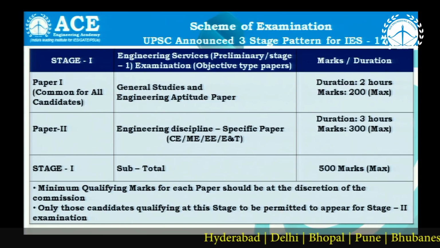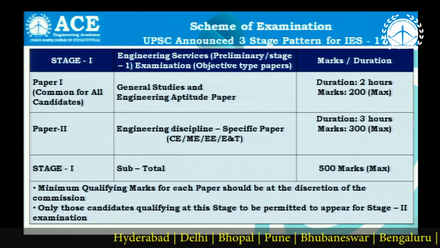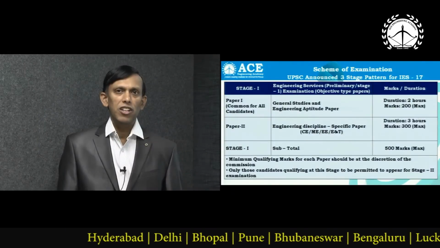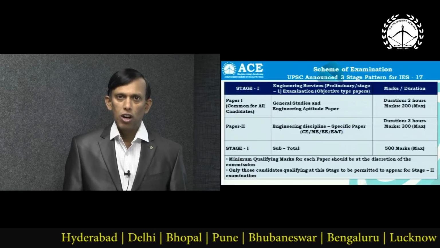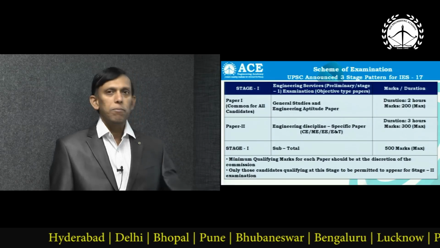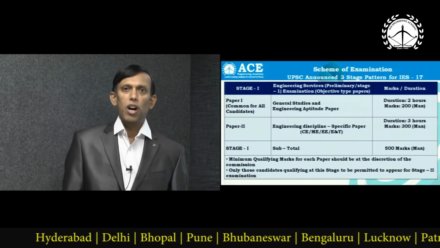Tier 1 or stage 1 is also called the preliminary exam, which may be conducted in the month of February. This stage 1 consists of paper 1, general studies and engineering aptitude. Time allotted is 2 hours and the marks allotted are 200.